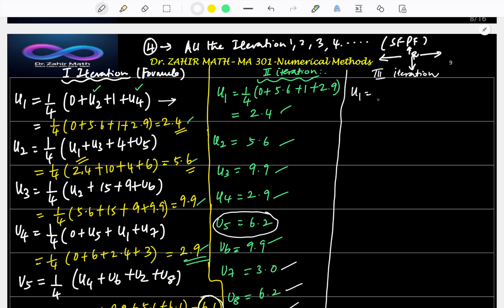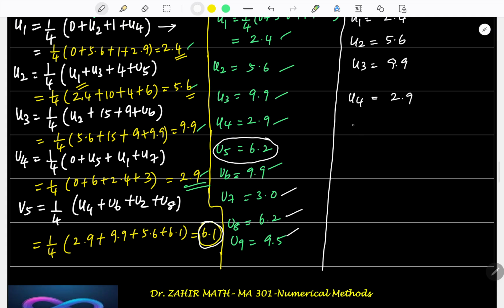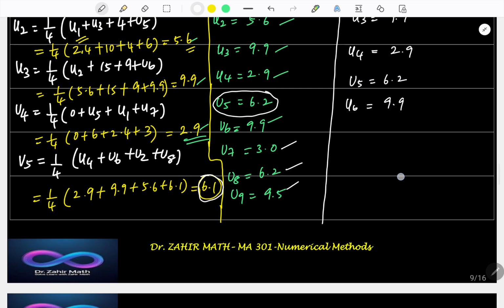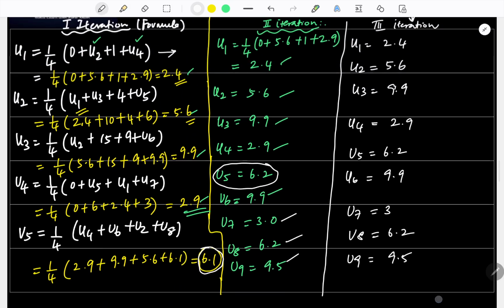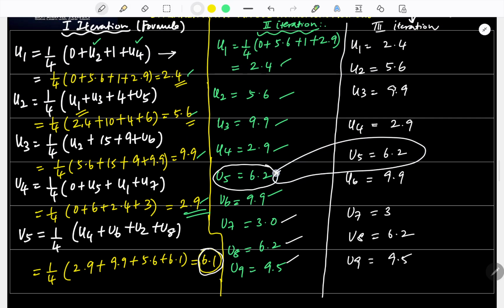So I'm using this one, same value, which is I get 2.4 and u2 is equal to I get 5.6 and u3 I got 9.9. Okay. u4 I get 2.9. Then u5 I got 6.2 and u6 I got 9.9 and u7 I got 3 and u8 is 6.2, u9 is 9.5. Let me check my u5. Wow, nice. 6.2. So 2.4, 5.6, 9.9, 2.9, 6.2, 9.9, 3, 6.2, 9.5.